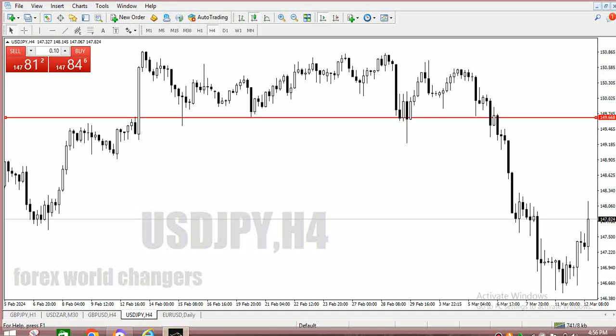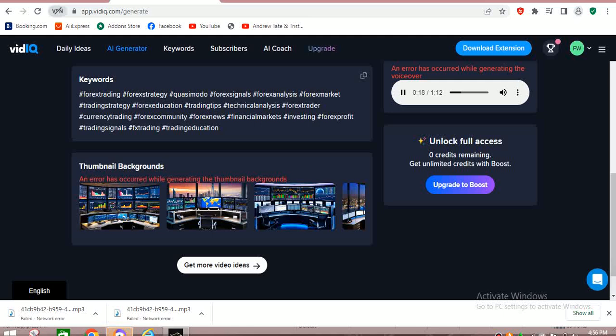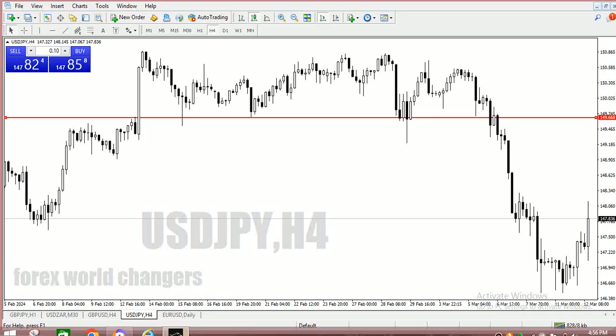The key to success with the Quasimodo strategy is to be patient and wait for the perfect setup. Do not rush into trades, and always wait for confirmation before entering a position. By following the Quasimodo Forex strategy, you can take your trading to the next level and start making consistent profits in the Forex market. So what are you waiting for? Start implementing this powerful strategy in your trading today and see the results for yourself.